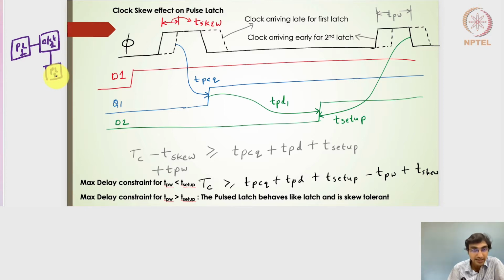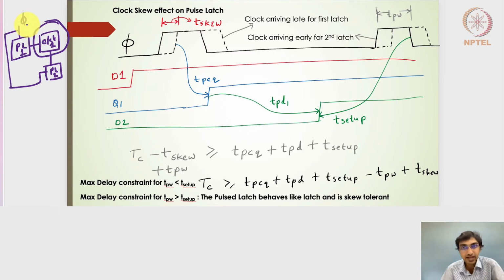As we know, the same clock will be going into the pulse latch 2. And for establishing the maximum TPD that needs to be characterized for the combinatorial circuit number 1, we always see the worst case condition. The worst case condition is that PL1 receives the clock which is delayed, and PL2 receives the clock which is early.